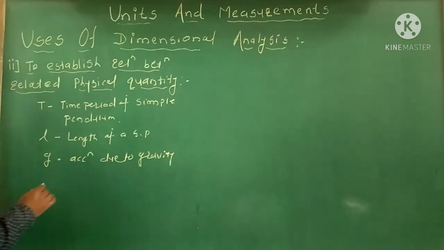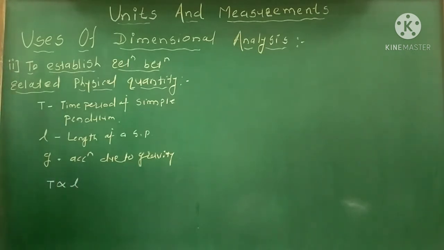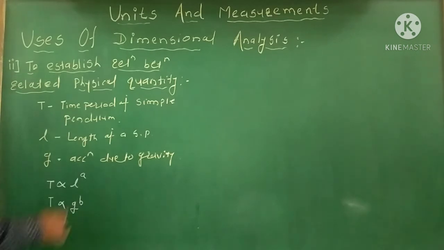Suppose we consider this time period, which is directly proportional to the length. Here we want to establish the relation, so the power of L is, suppose, A. Again, this time period is directly proportional to the acceleration due to gravity, but we want to establish the relation, so the power of G is, suppose, B. Here A and B are simply rational numbers. It is simply constant.